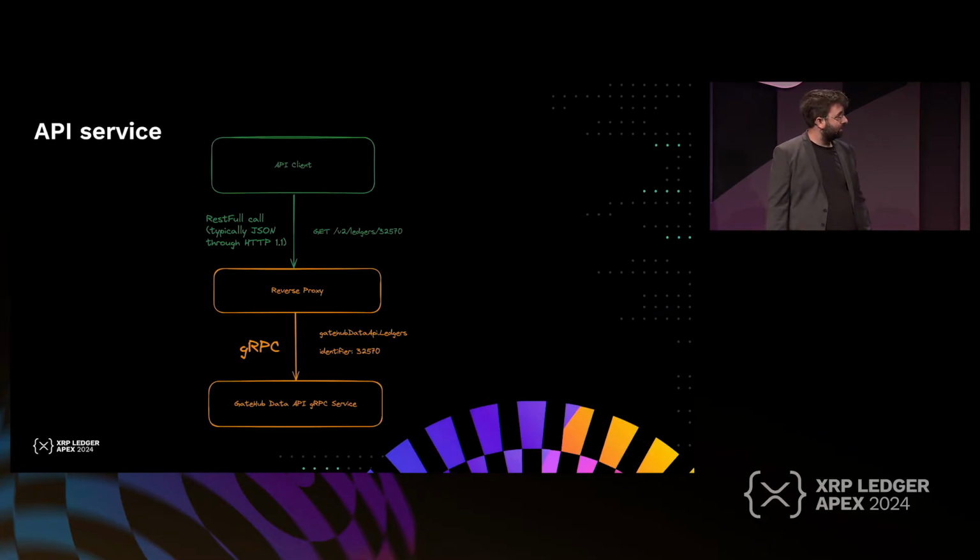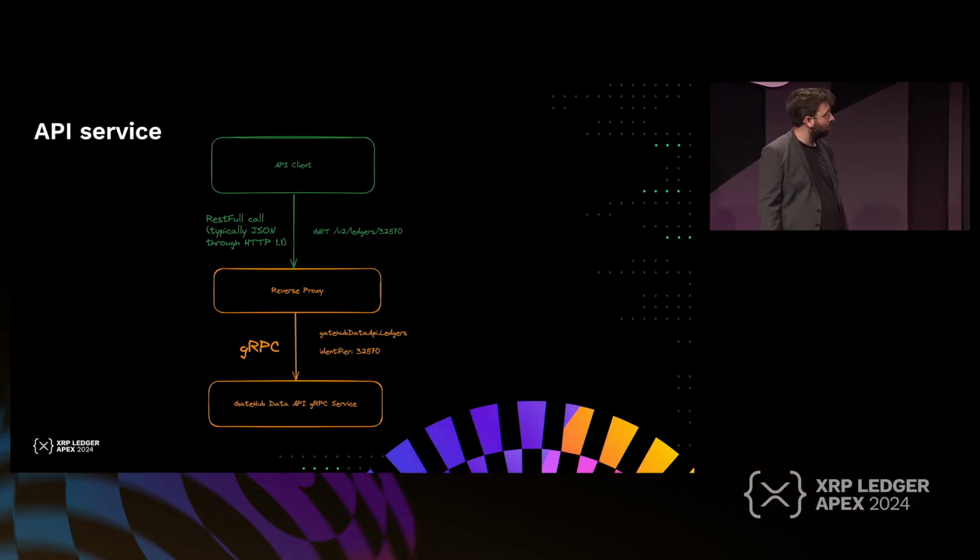So let's go to the API service. In the API service, we will support both gRPC requests and HTTP requests. So if you look on the left side, you have a RESTful call. That's basically JSON through HTTP. That goes to a reverse proxy, and the reverse proxy will translate that to gRPC. So that means that under the hood, everything is gRPC when it hits our service.